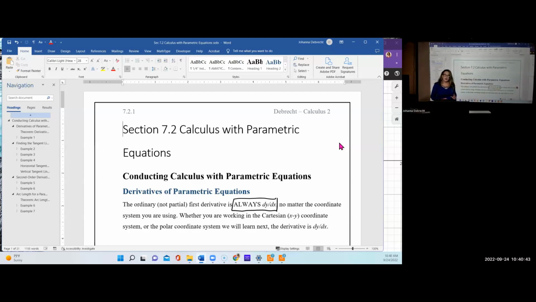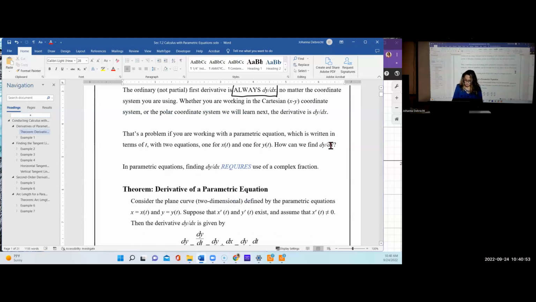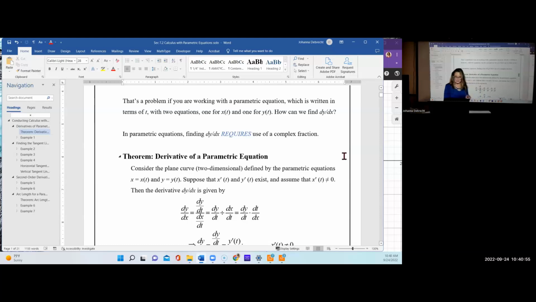Now that's going to be a problem for us because dy dx doesn't have a t in it anywhere, and t is actually our independent variable now. So we need to come up with a way of expressing dy dx that relates it to x as a function of t and y as a function of t. In order to do that, we're going to have to use a complex fraction. There's no way around it.